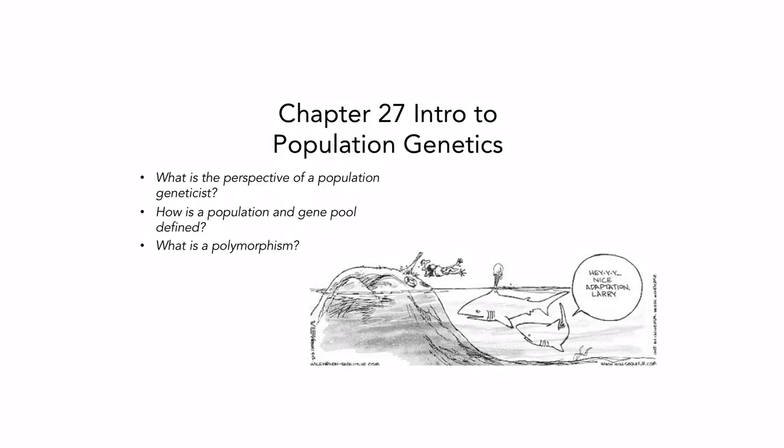In this chapter, we're going to explore things in populations, or population genetics, from that perspective, which is looking at genetics a little bit differently than what we've been doing so far. We're going to talk about how population gene pools are defined, and also define a polymorphism, and give a little bit of an introduction to some of the math that we might be doing in terms of allele and genotype frequencies.